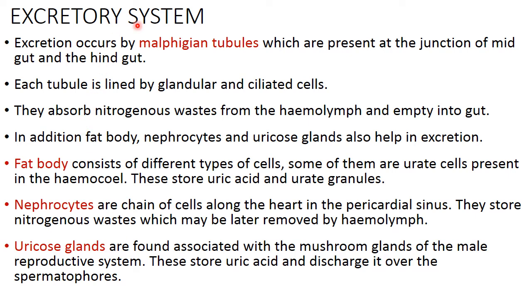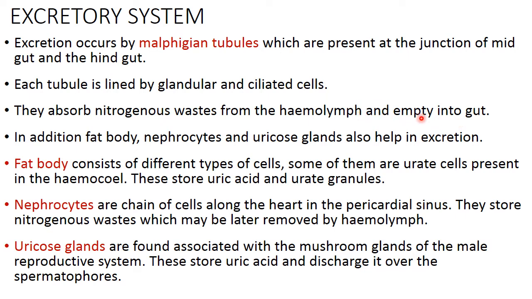Coming to the excretory system, excretion will occur, as we said, at the junction of the midgut and the hindgut. There are yellowish filamentous tubules called Malpighian tubules. These Malpighian tubules are lined by glandular and ciliated cells. Where do they dip? Into the hemolymph. From there they absorb nitrogenous waste, and where are they going to empty it? Into the alimentary canal, into the gut.